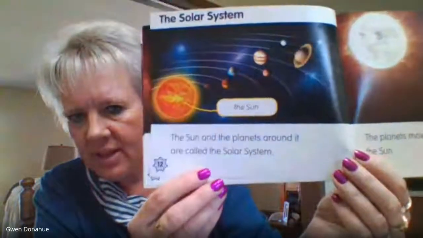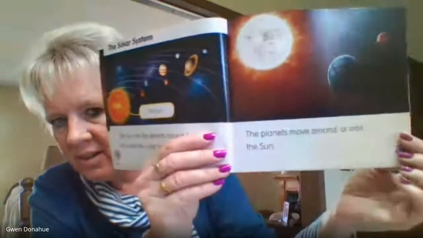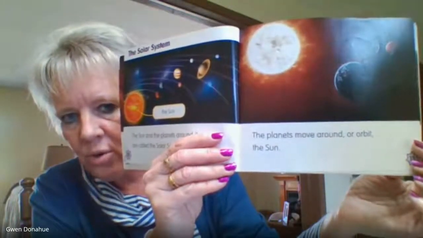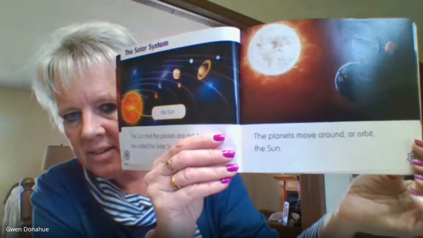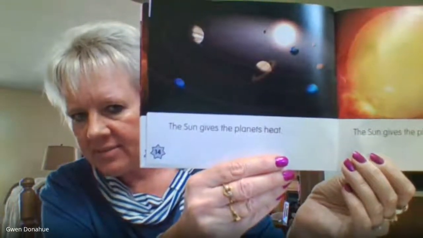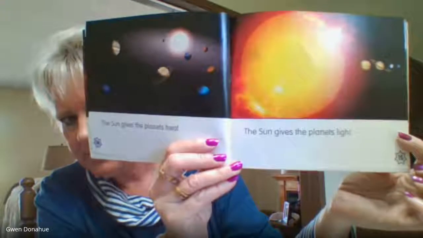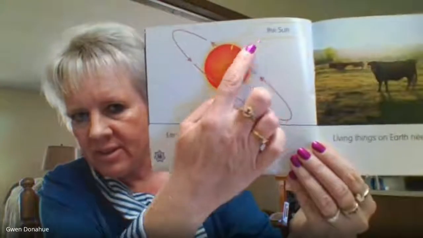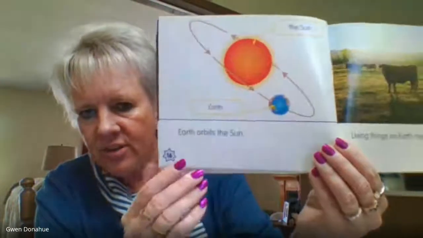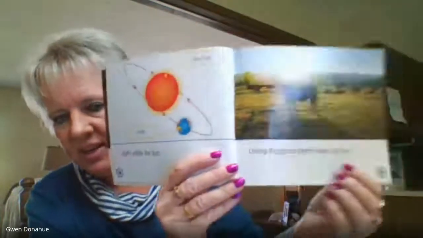The solar system. The sun and the planets around it are called the solar system. The planets move around or orbit the sun. Remember, orbit means to move around something. The sun gives the planets heat. The sun gives the planets light. There's our labels. There's the sun. There's Earth. Earth orbits the sun. So we're going around the sun right now.